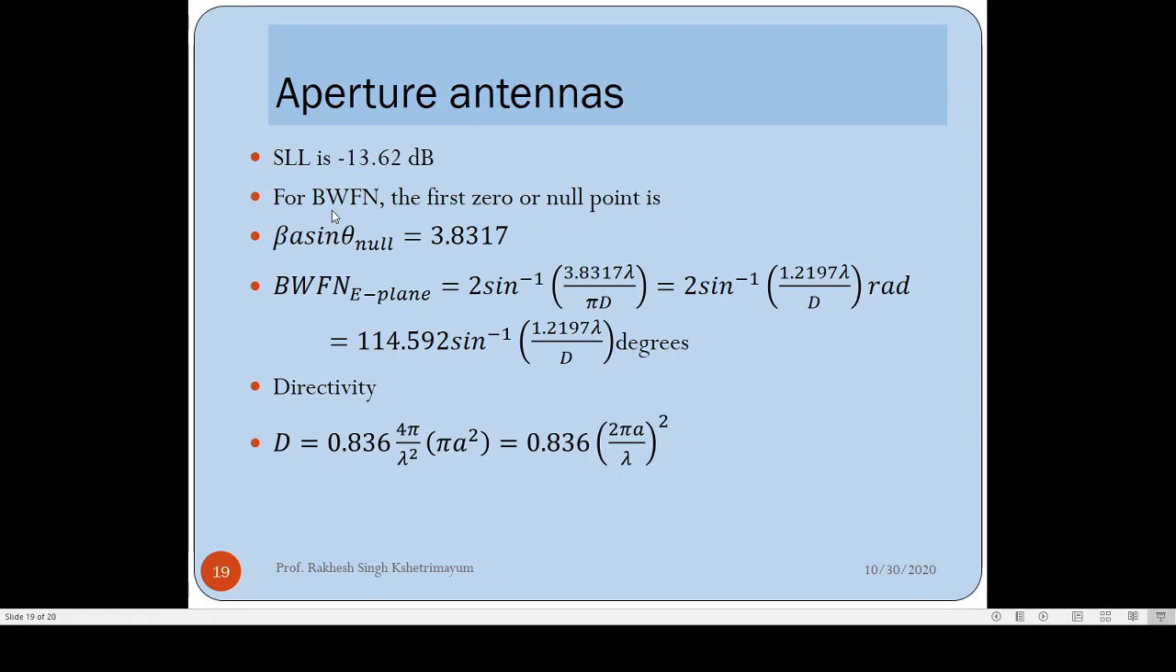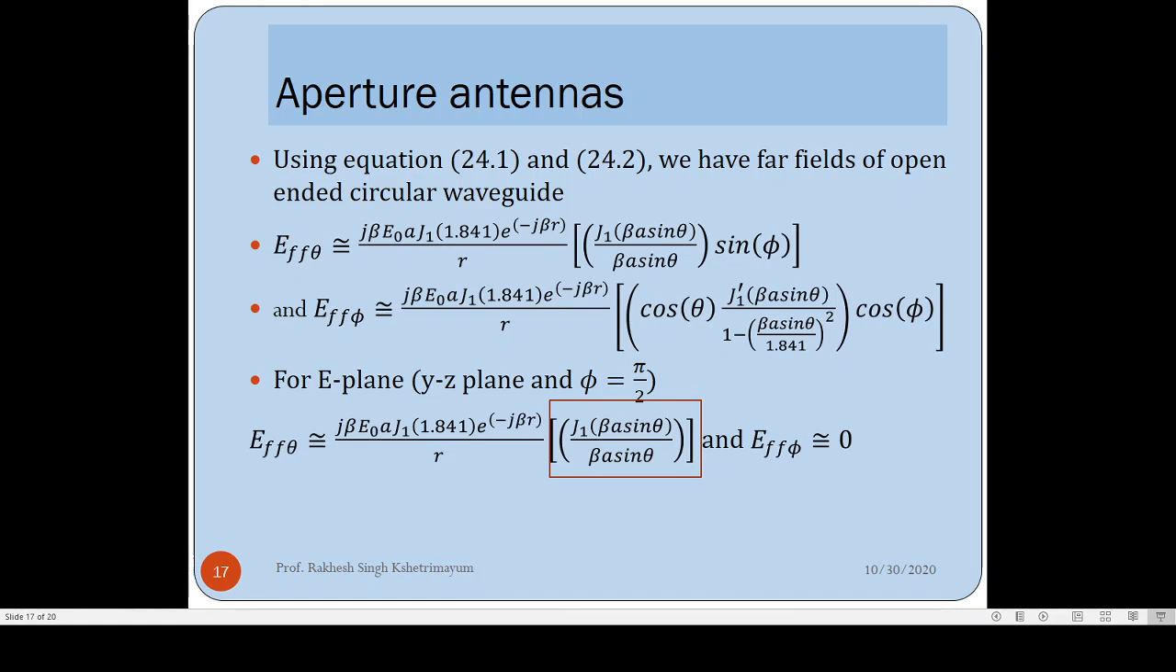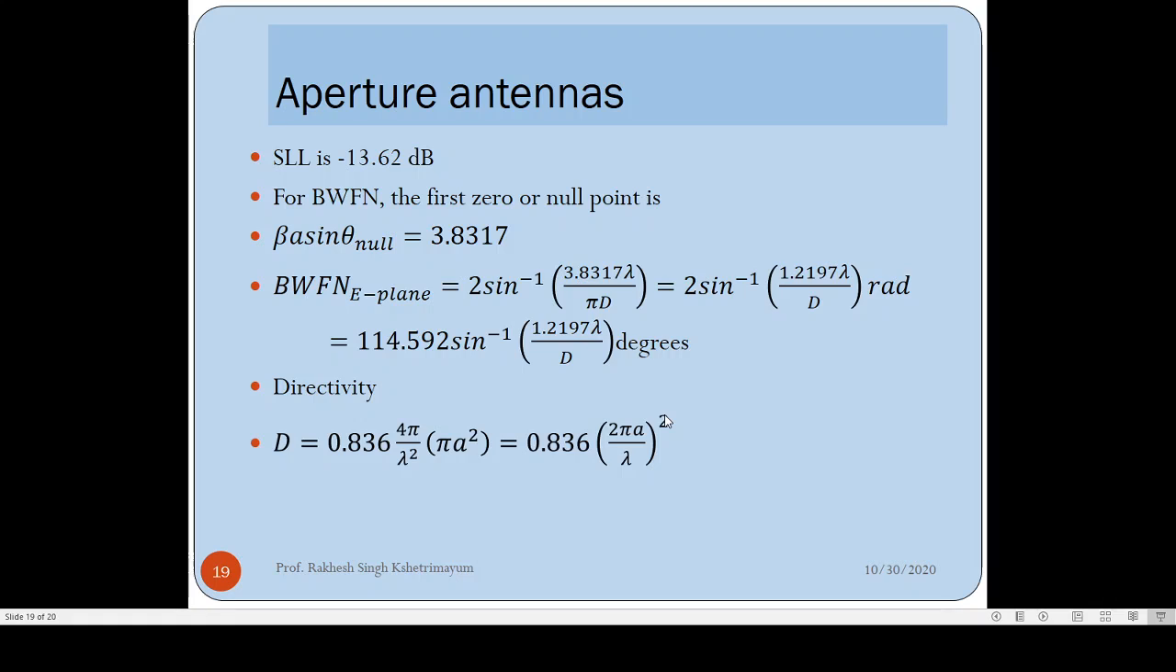And we can also find out beamwidth between the first nulls. For that you need to find out the first zero or null point, and you know that in the E plane the major contribution is from the Bessel's function of first kind J1 beta a sin theta. This should be equal to 0 for the null. So J1 beta a sin theta should be equal to 0, and you can find out for that value of beta a sin theta null should be equal to 3.8137. So beamwidth between first two nulls will be twice of this theta null.